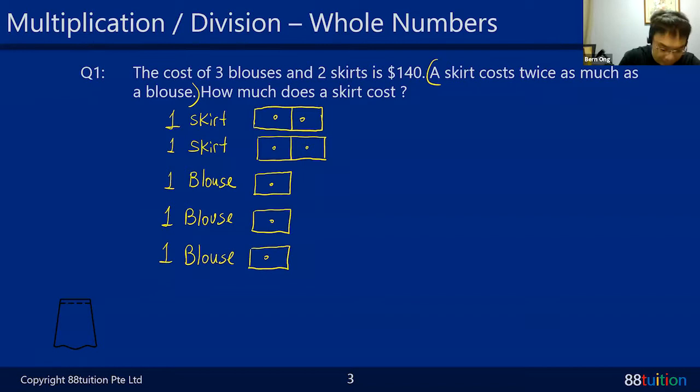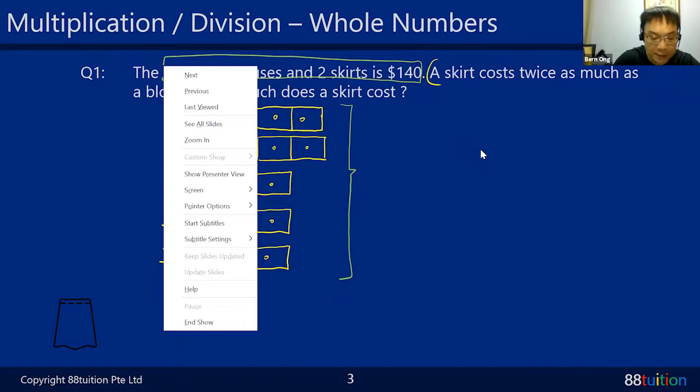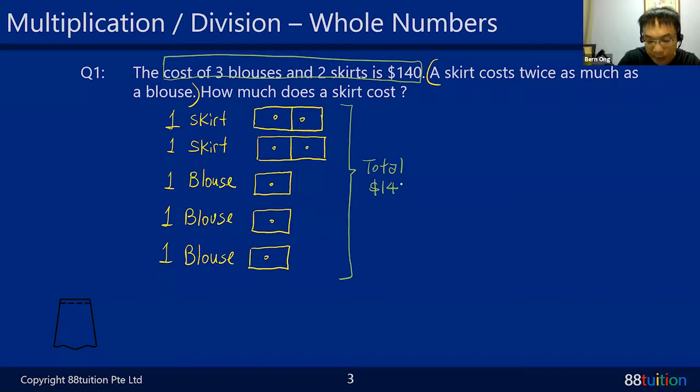So what is the clue that links everything together? The question says the total of 3 blouse and 2 skirt is 140. So that's like the total. Very simple. You have to count how many units are there. 1, 2, 3, 4, 5, 6, 7. 7 is the total units, right? So 7 units down here represents the total.